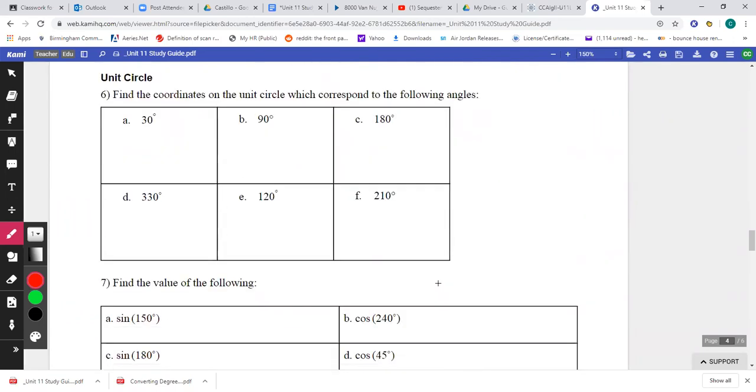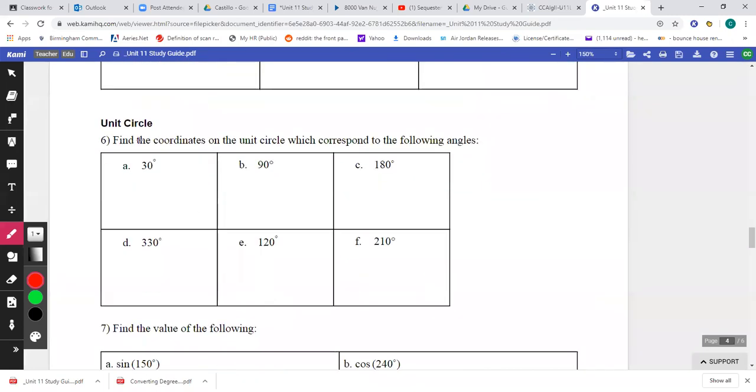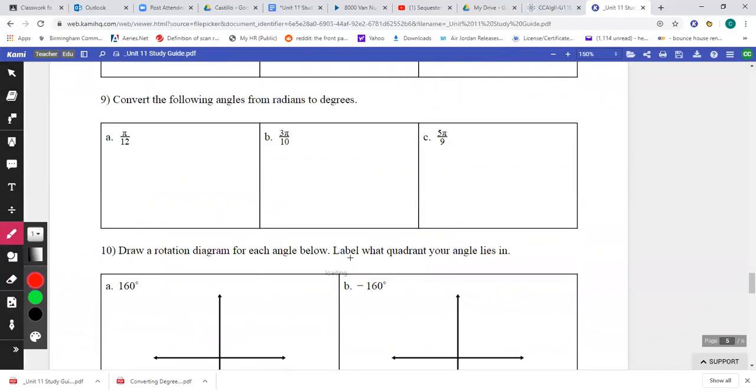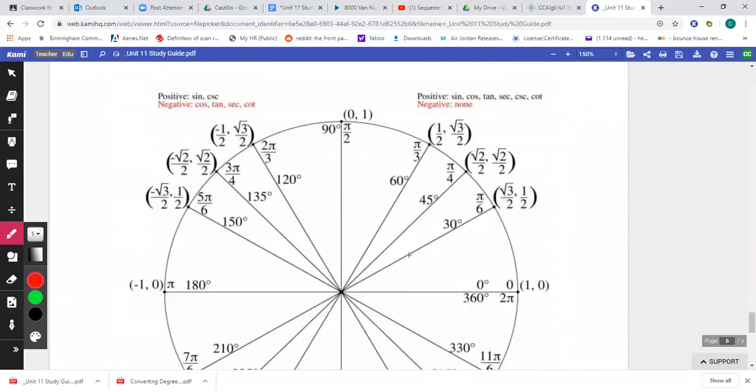Now, number 6, no one should get number 6 wrong. This is probably the easiest question on the test. Unit circle. Well, 6 and 7. These should be easy points. Find the coordinates on the unit circle which correspond to the following angles. 30 degrees. So you are just going to look at your unit circle, which you should have a copy of somewhere. I attached it to this document. You go to 30 degrees and you look here and you see that you have the coordinate of √3 over 2, 1/2. So you just write that.